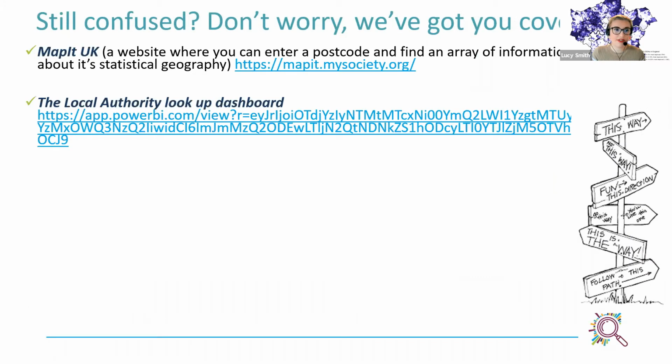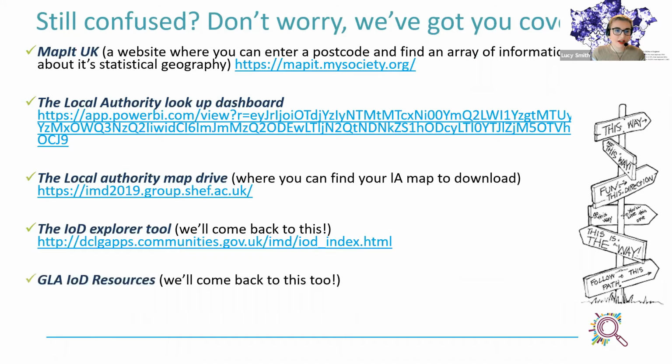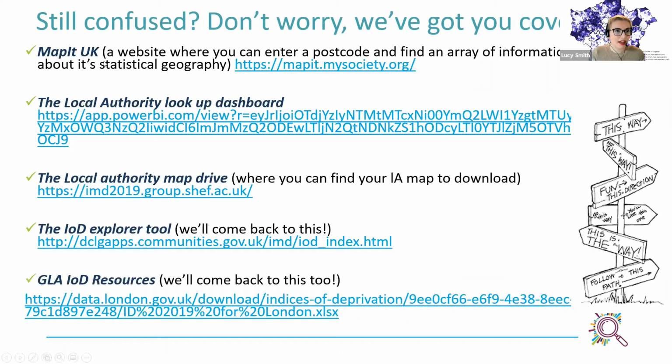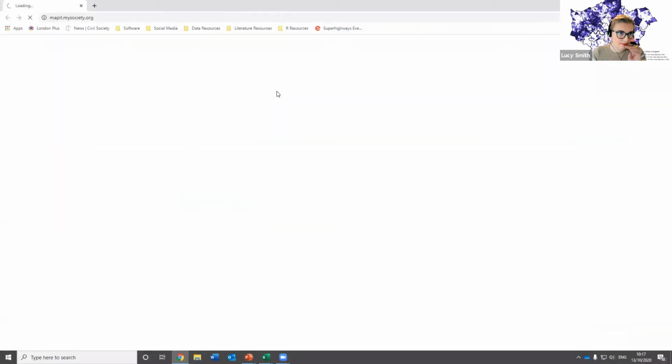So these are a few free resources. So Map It UK, you can look up your postcode and find an array of information about the statistical geography associated with that postcode. You've also got a local authority lookup dashboard, which is really useful. Local authority on Map Drive, where you can actually find the local authority map to download, and then the Explorer tool and GLA resources I'm going to come back to. But I'm just going to very, very, very quickly demo these for you.